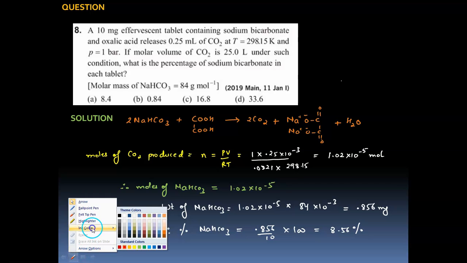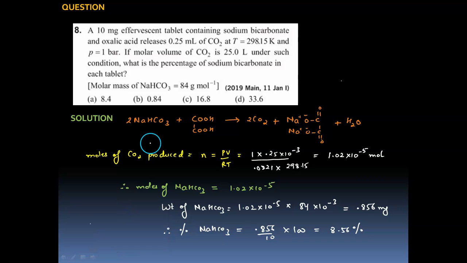So first of all, let us write the balanced reaction. Sodium bicarbonate is going to react with oxalic acid to give us CO2. This is sodium oxalate plus H2O. This is a balanced reaction. So we can see that if 2 moles of NaHCO3 react, it produces 2 moles of CO2. So from the stoichiometry of the equation, moles of CO2 produced is equal to moles of NaHCO3 which is reacted.